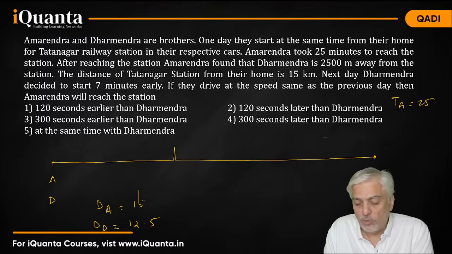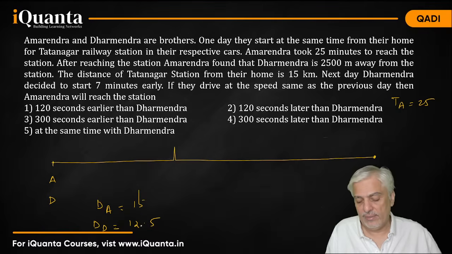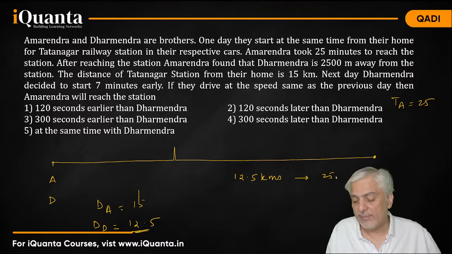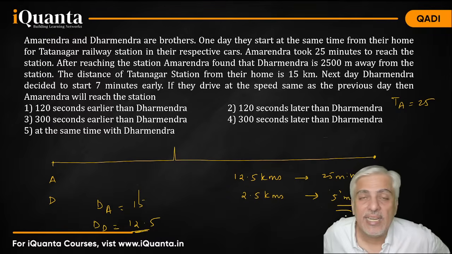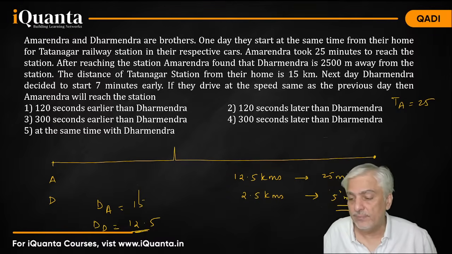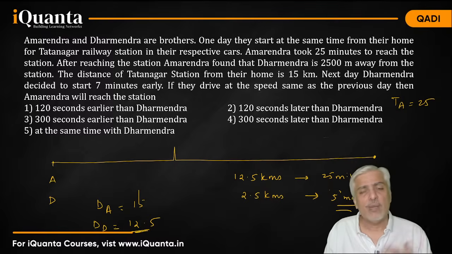So, what you need to figure out is that he took 25 minutes for 12.5 kilometers. So, for the last extra 2.5 kilometers, he will take how many minutes? 1/5, so he will take 5 minutes. So, in short, he needs 5 minutes more than his brother. Listen to my approach. He takes 5 minutes more than his brother to reach the station.